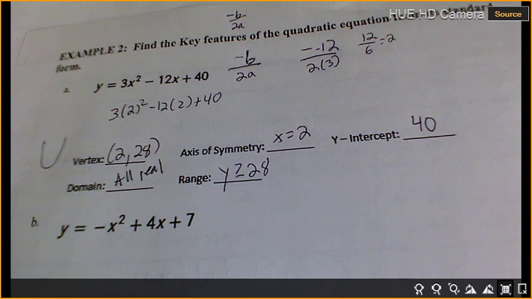Alligator eats the y if it's a maximum. Alligator eats the number if it's a minimum.